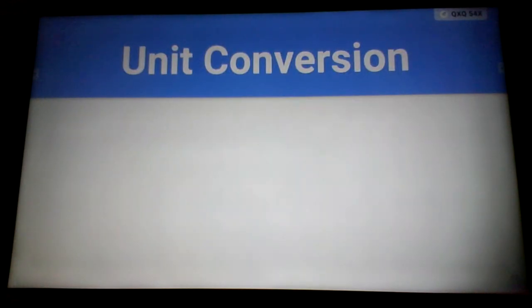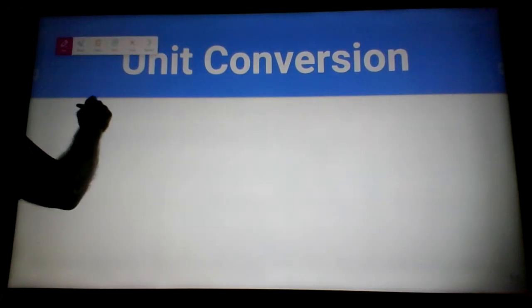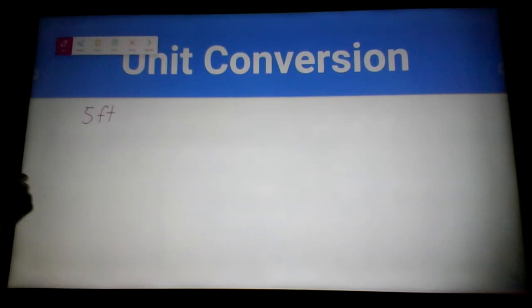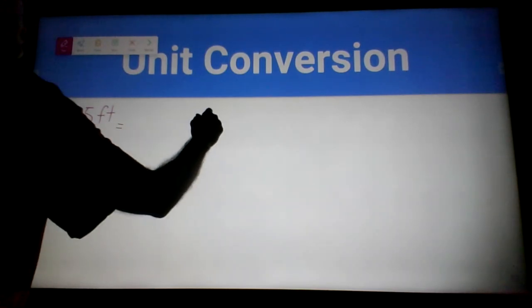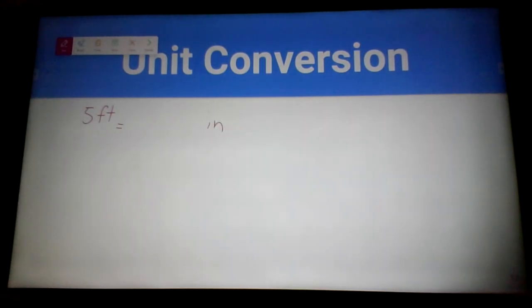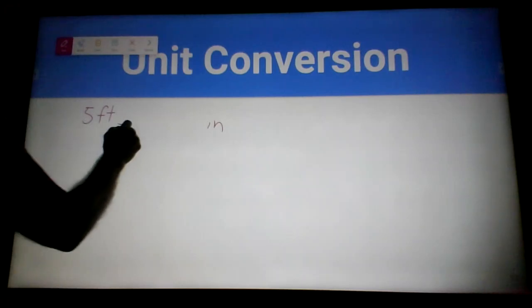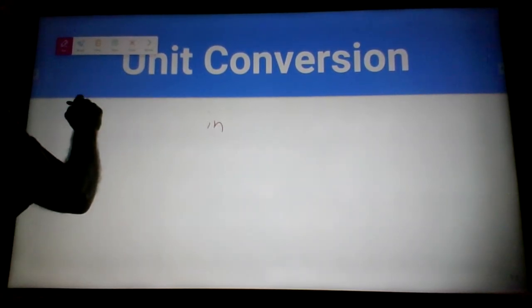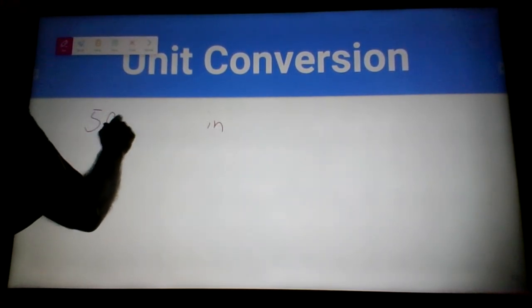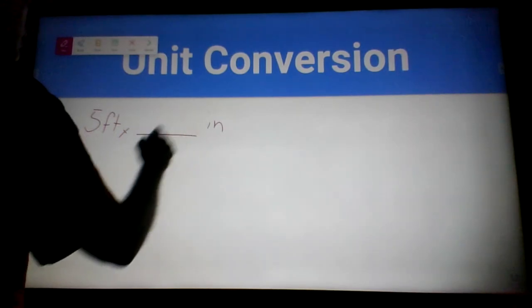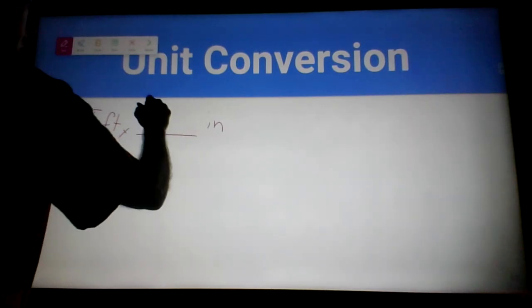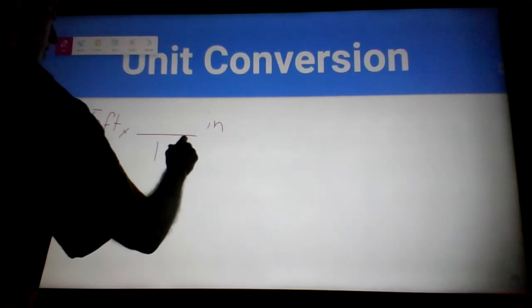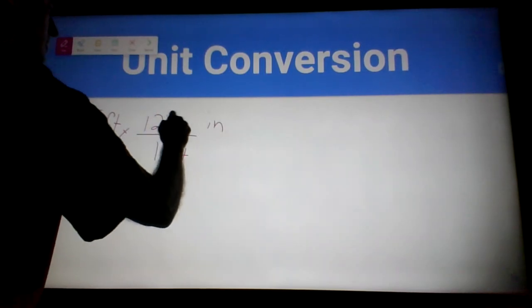Now, almost done here. Unit conversion. Let's say we have 5 feet and we want to know how many inches. We want to turn 5 feet into inches. We use something that we're already familiar with. We all know, I don't want equals here, so I'm going to rewrite that. 5 feet. We all know that there are 12 inches in a foot.